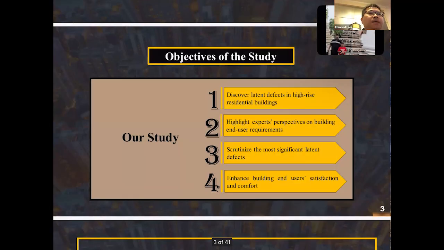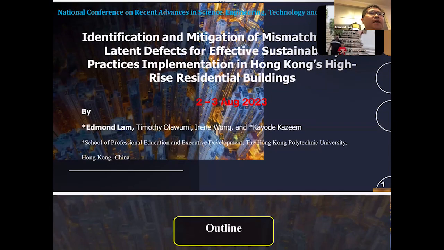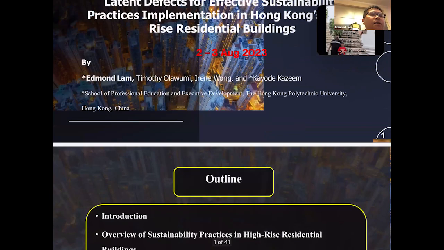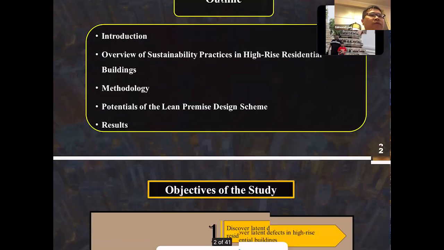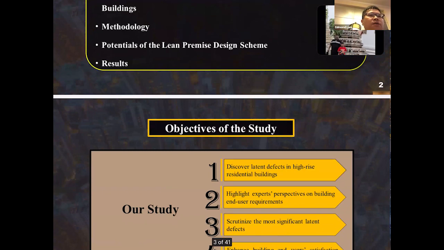Thanks for introducing me. Ladies and gentlemen, I would like to present on the topic of identification and mitigation of mismatch latent defects for effective sustainability practices implementation in Hong Kong's high-rise residential buildings. We have a team of 4 staff. Here is the outline. We would like to share with you the introduction and an overview of sustainability practices in high-rise residential buildings, and then give you the methodology, potentials of the main premise design scheme, and the results of our research. Here are the objectives of the study.